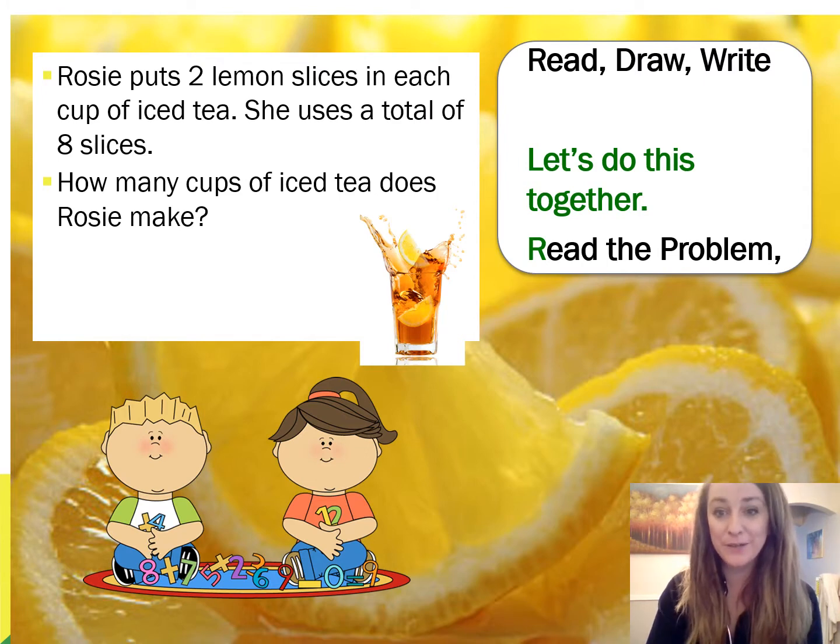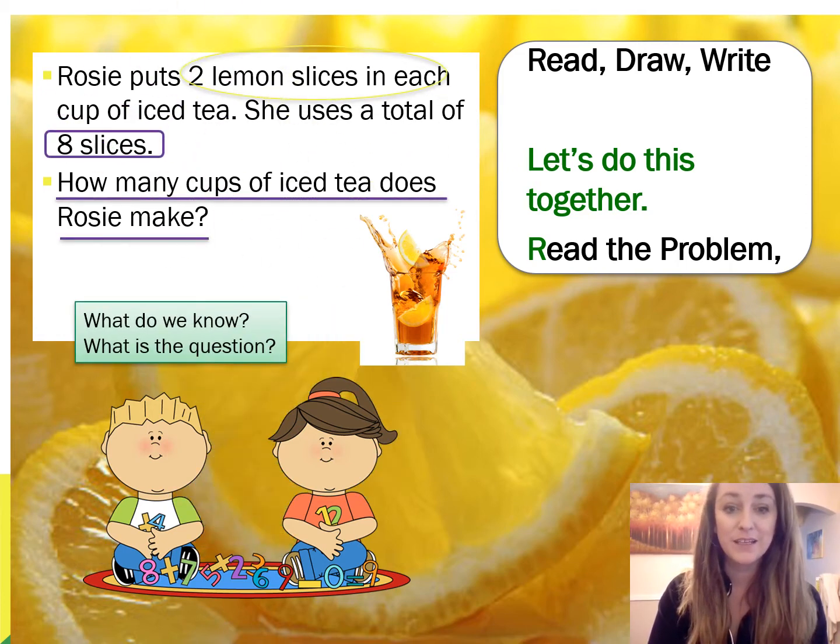Let's read, draw, and write. Rosie puts 2 lemon slices in each cup of iced tea. She uses a total of 8 slices. How many cups of iced tea does Rosie make? Let's think about this problem. What do we know, and what is the question?